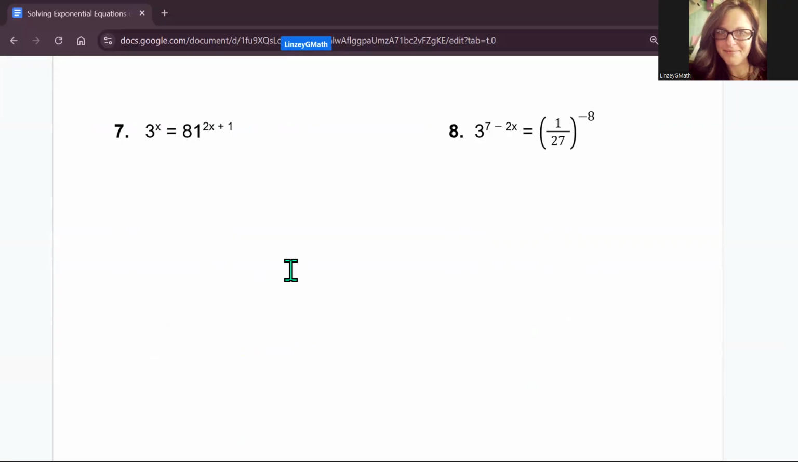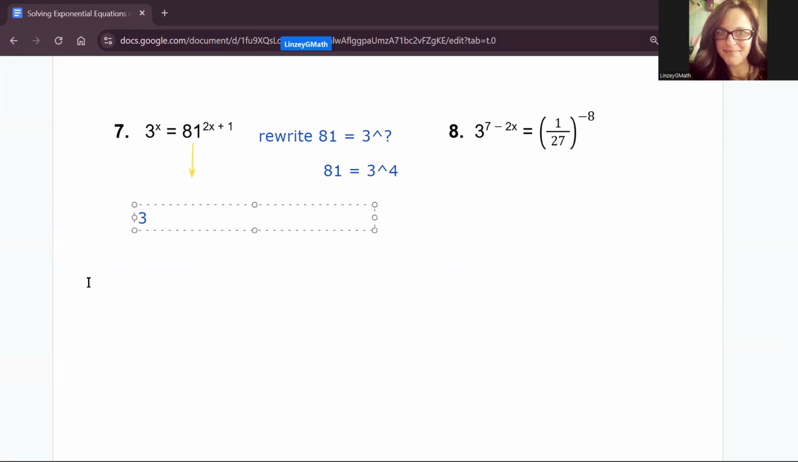All right, let's take a look at some challenge problems, putting everything together. Number 7. We need to rewrite 81 so that it has base 3. And we just saw from the last one, 81 is equal to 3 to the 4th power. So we can rewrite 81.